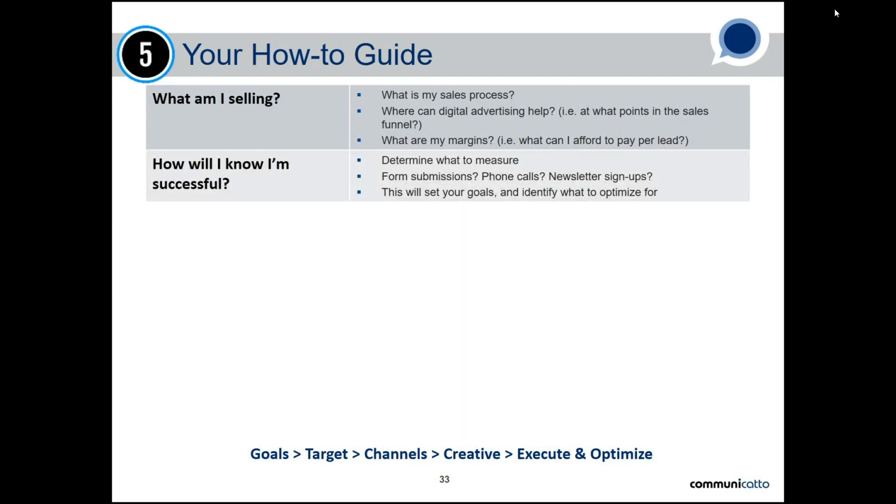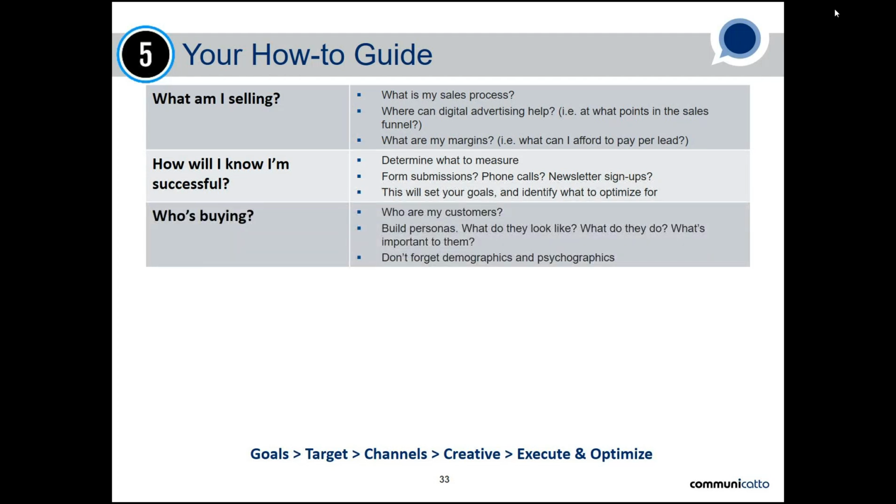How are you going to know you're being successful with your digital ad campaign? So what are you going to measure? And what are going to be your KPIs? What are your calls to action here? Are we talking about form submissions or someone picking up the phone, signing up for a newsletter? This obviously is going to help you stay focused on your goals and help you figure out what to optimize for, right? We don't want to optimize for click-through rate if we find that a different piece of creative is the one that's really driving those phone calls. We'll focus in on that one.